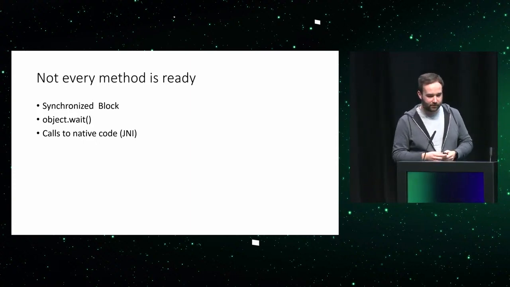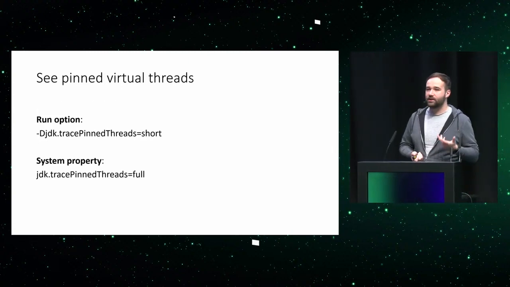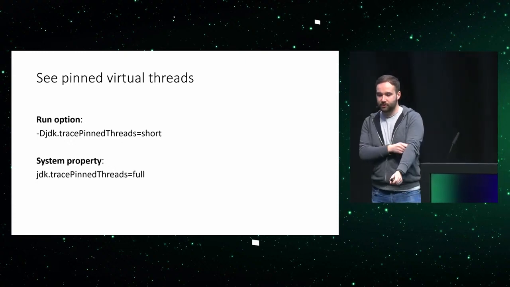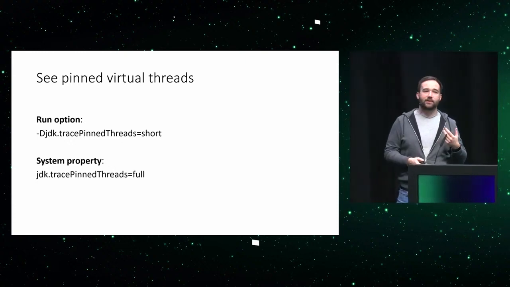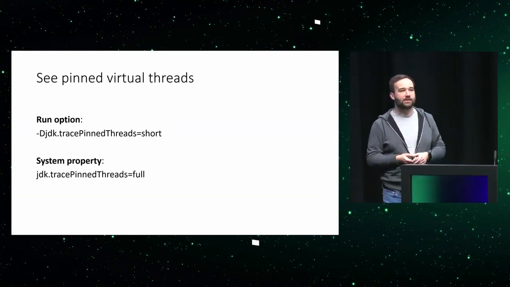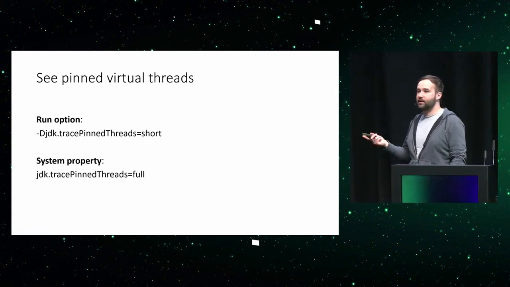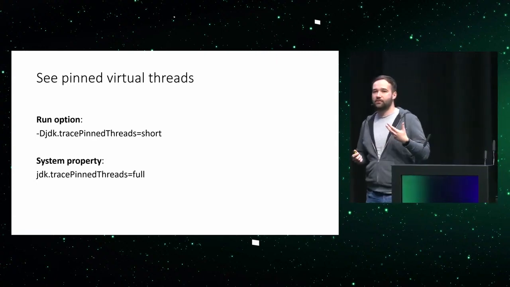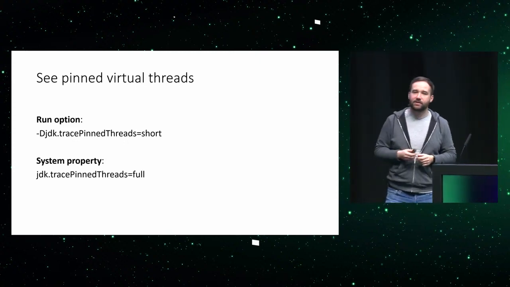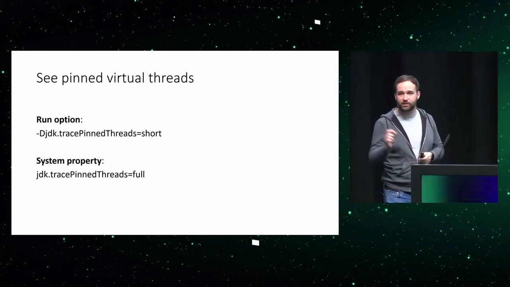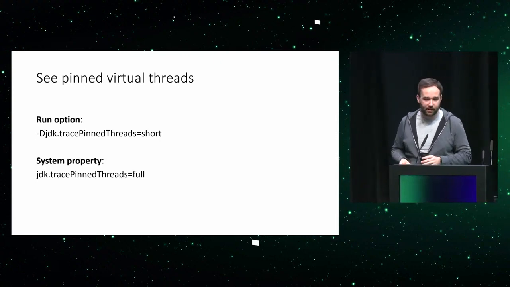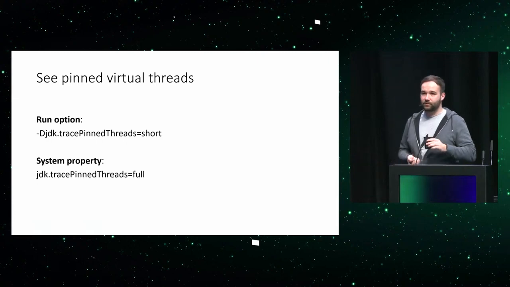But to see if you are using a method that pins the virtual thread to its carrier thread, you can use this run option in the system property, and it will print out the stack trace or just a very short description of where your virtual thread is being pinned at the time. So if I would have a method that blocks my virtual thread, and it pins it as well to the carrier thread, then with these options, I would get a stack trace or just a very small description of when this is happening, and then you can fix it to increase your performance.